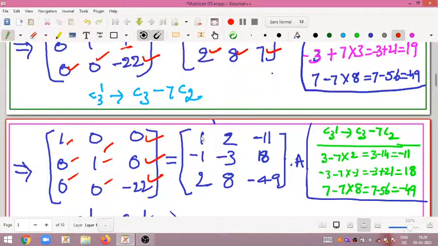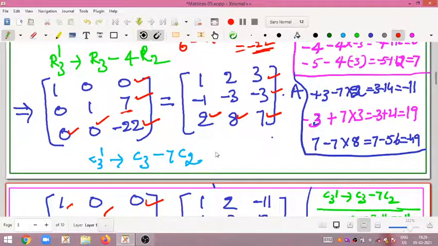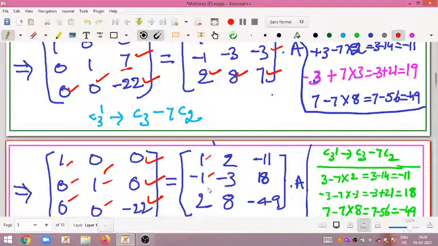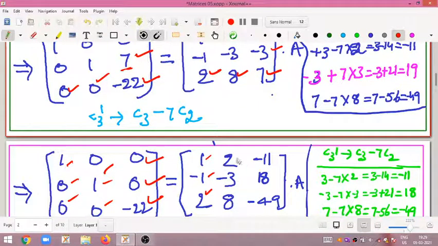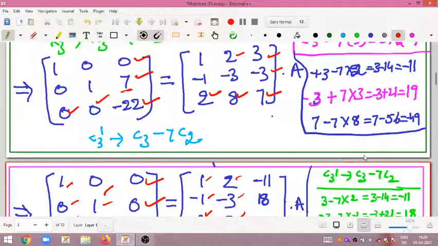Again this operation. Here also C1, C2 I wrote here. 1 minus 1, 2, I wrote here. C2 also I wrote here. 2 minus 3, 8, I wrote here. This C3 operation I did here. See here, C1 dash implies C1, C3 minus 7 C2. For this operation I did here.